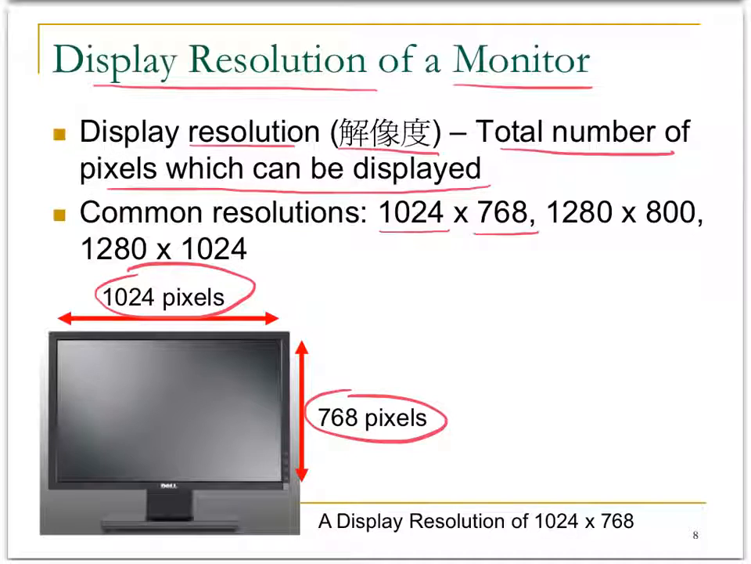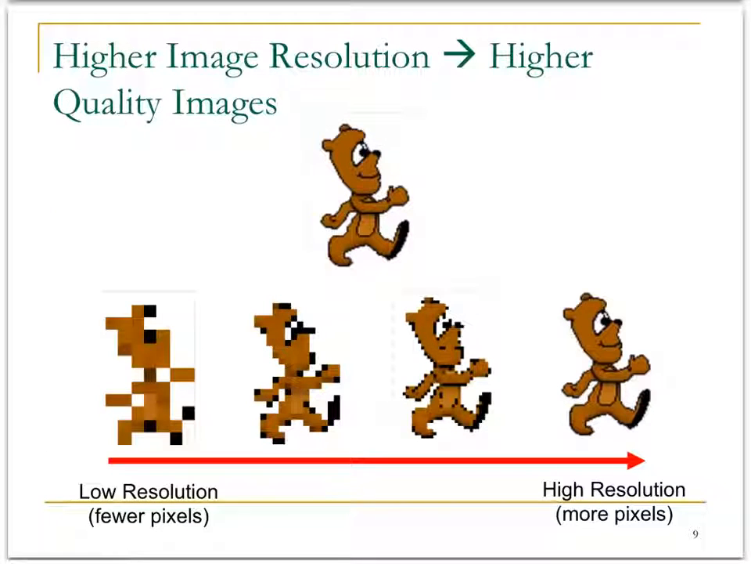And therefore we can now have a very small conclusion. The higher the image resolution, the higher quality the image will be. For example, this image has a very low resolution because it has a small number of pixels. And by increasing the number of pixels, we can see that we have a higher resolution image on the right hand side because it has more pixels in the image.